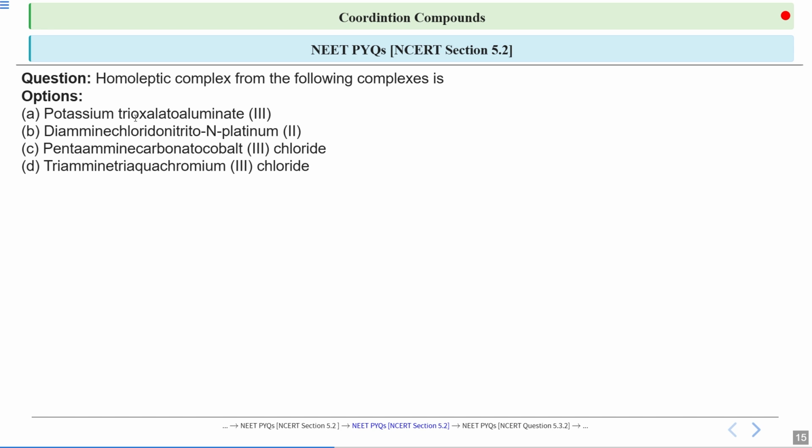Options are potassium trioxalatoaluminate(III), diamminechloridonitritoplatinum(II), pentaamminecarbonatocobalt(III) chloride, or triamminetriaquachromium(III) chloride. You are given some time. Try to solve this and then we will see the correct answer.